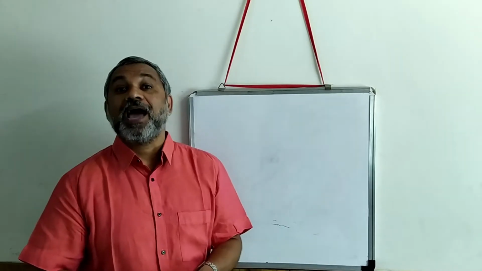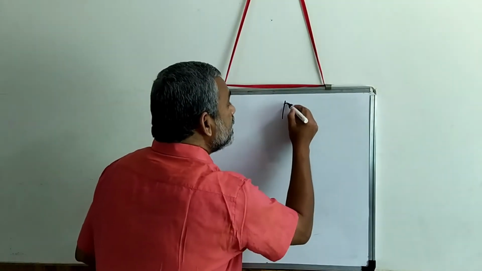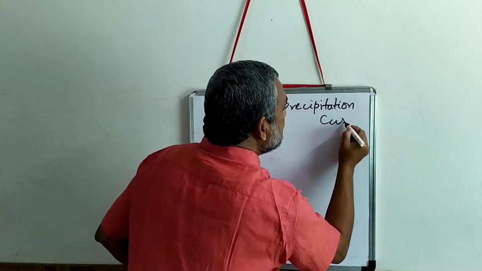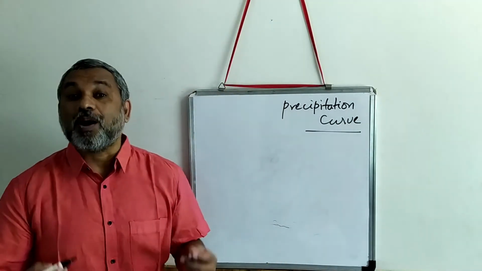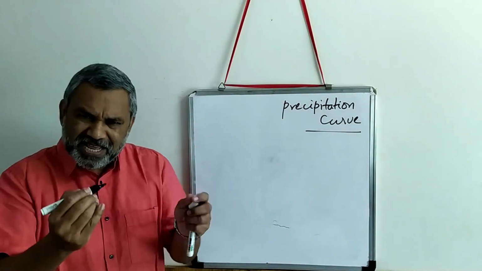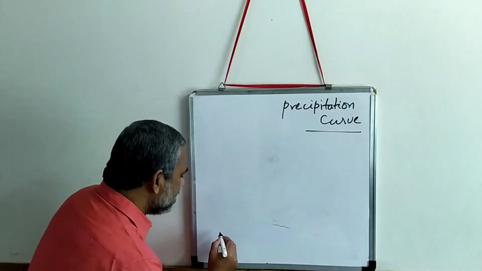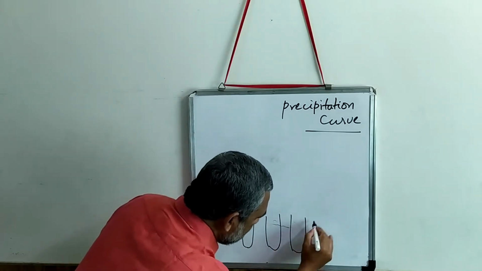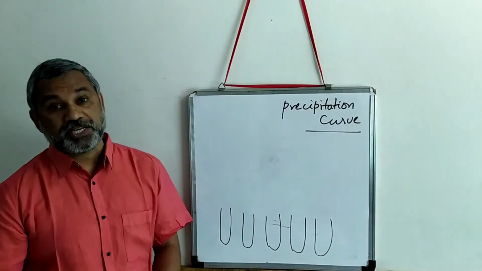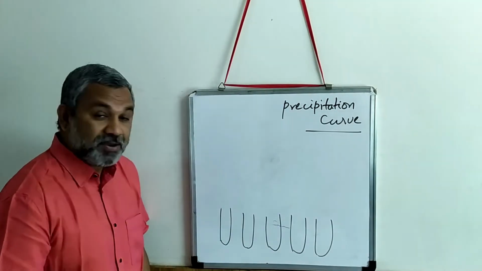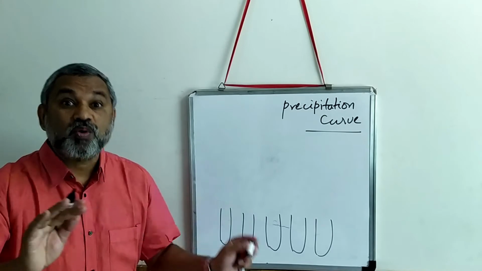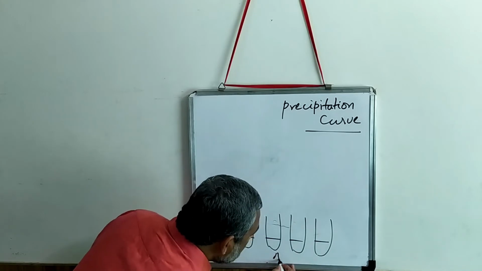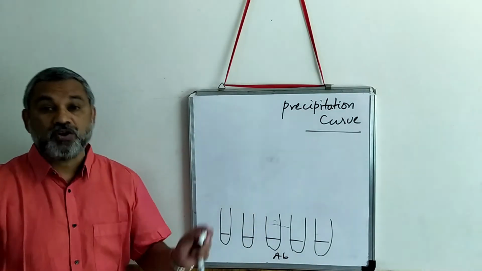So in earlier days, an experiment was carried out which is called a precipitation curve. So we are trying to understand what exactly is a precipitation curve. Very simple example. What was done is test tubes were taken, many test tubes. And in all these test tubes, in normal saline, an equal concentration of antibody was taken. So antibody is the same in all the test tubes.